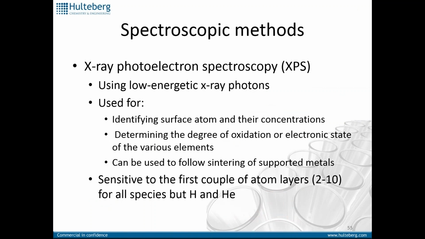Finally, X-ray photoelectron spectroscopy uses low energy X-rays, and we use it for identifying surface atoms and their concentrations. We can determine, for instance, the degree of oxidation or the electronic state of various elements. And we can also follow sintering of the support metal, since it's really selective only to the outer atom layers for all species except for helium and hydrogen.